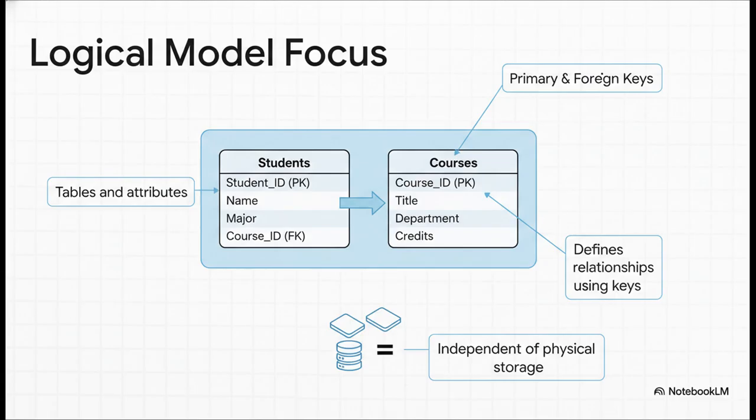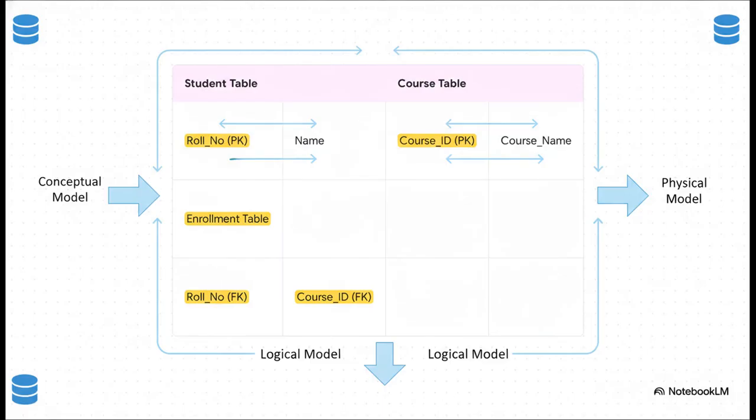But listen, this is still all on paper. We're not talking about actual servers or hard drives yet. And this is exactly what that looks like. Our student entity is now a student table. It's got a unique roll_no as its primary key. Same thing for the course table with its course_ID.